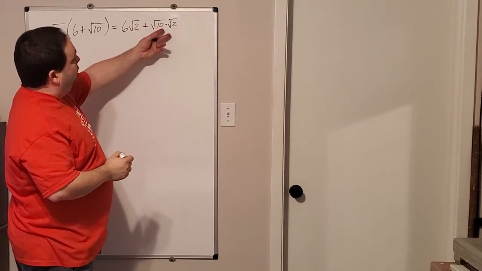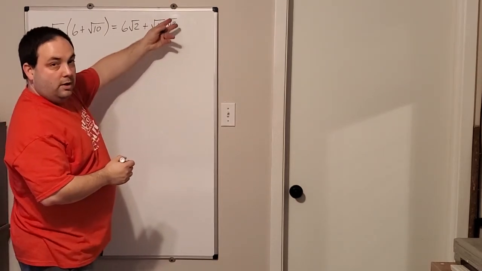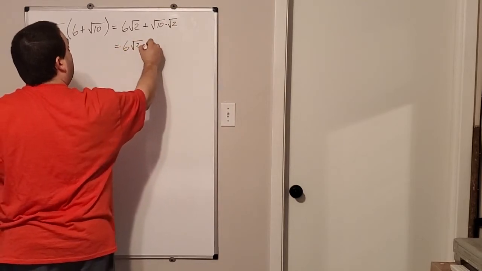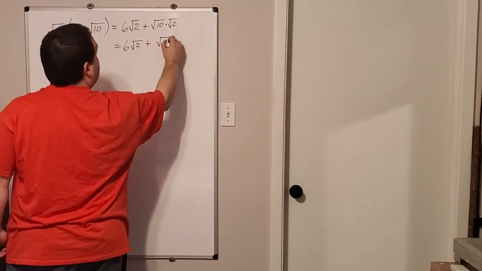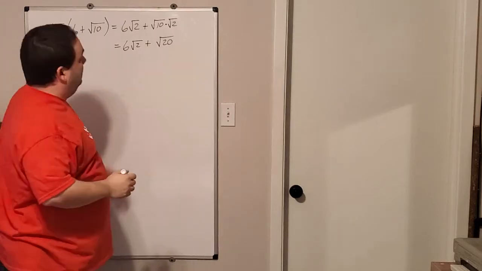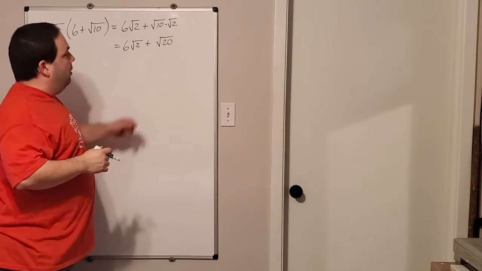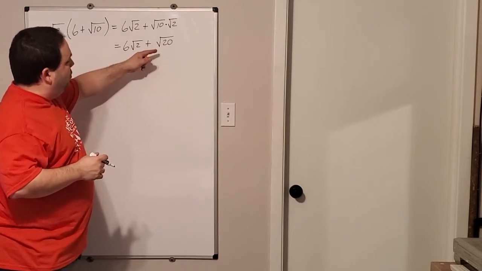which would give me square root of, right? They're both in square root. I can multiply them. 6 square root of 2 plus the square root of 20. Okay? And once you get to this point, you need to double check. We're back to where we were before. Can I simplify this anymore?